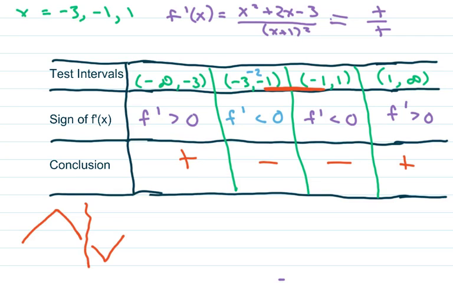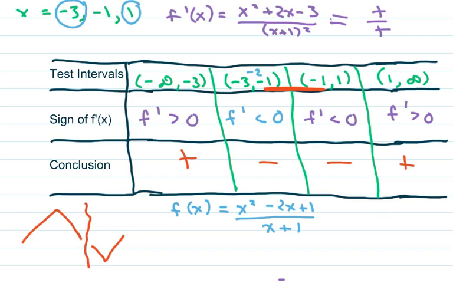To get a min and max, what we're going to do is use our original function, which was f of x equals x squared minus 2x plus 1 over x plus 1. And my critical numbers were negative 3 and 1. And you're just plugging those in. So if you plug in negative 3, you're going to get negative 8. And if you plug in 1, you're going to get 0.